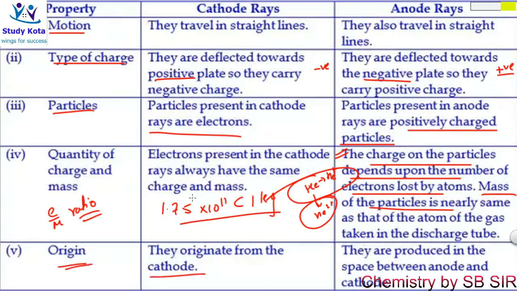So cathode rays originate from the cathode, that's why they are known as cathode rays. But anode rays are produced from the space in between the anode and cathode. They are not generated at the anode.